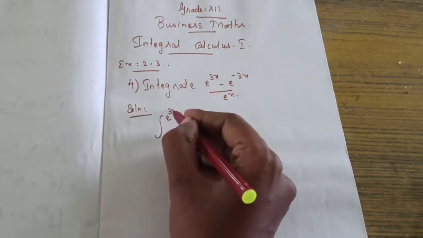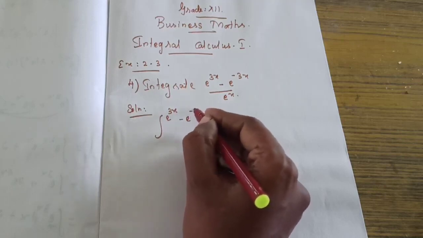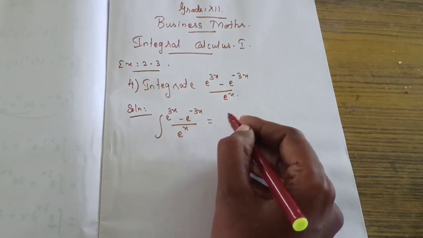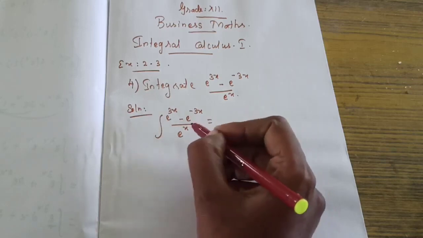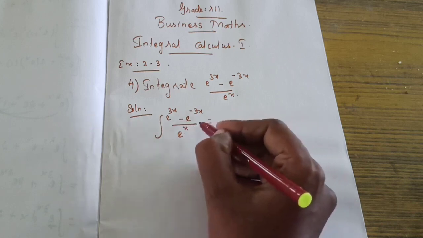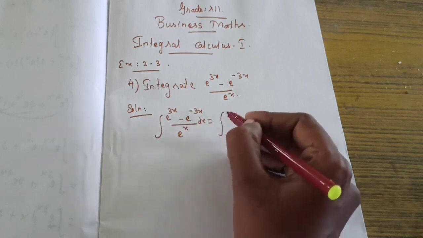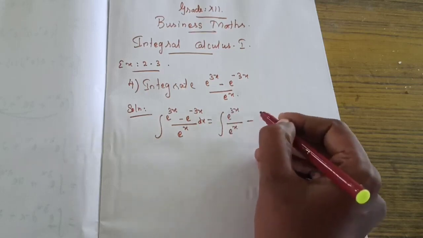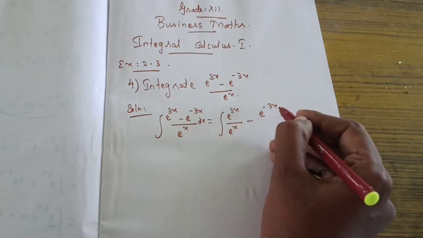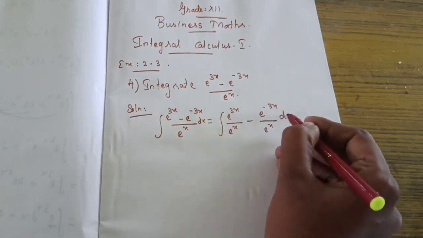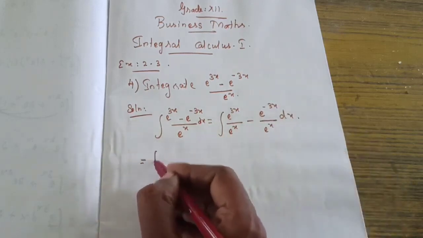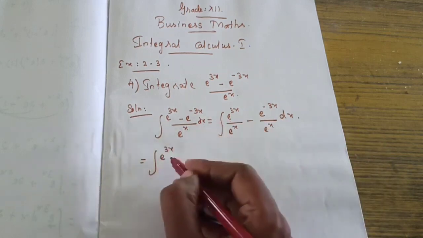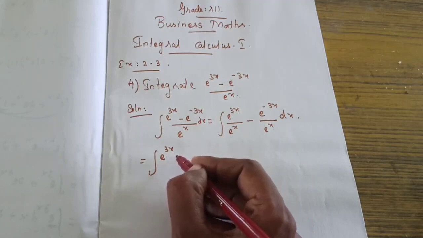Integrate e power 3x minus e power minus 3x divided by e power x is equal to, we are going to divide each term by e power x. Okay, dx is equal to integral of e power 3x divided by e power x minus e power minus 3x divided by e power x dx. Okay, that's equal to integration of e power 3x. Shall we bring the denominator term to the numerator? That is minus, is it right?